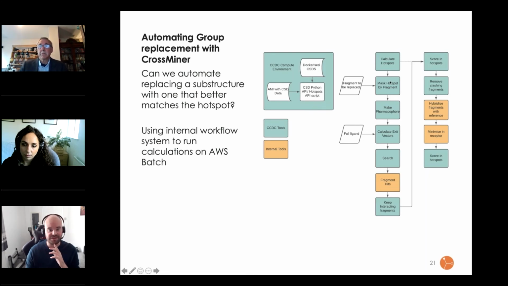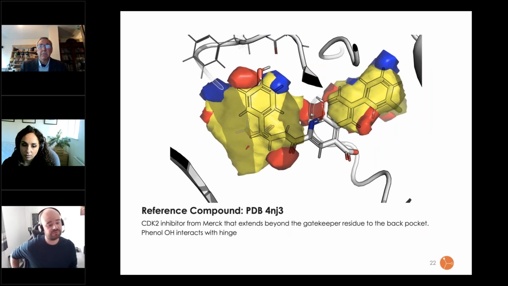Each one of these green squares in this workflow is a different script that uses either the CSD Python API or the Hotspot API, in most cases a mixture of both. And then we have our internal tools in orange. As an example, we use this CDK2 inhibitor from Merck, which is quite interesting in that it goes beyond the gatekeeper residue to the back pocket, and at the hinge binding region, it has a phenol that's interacting with the hinge. It's just an example picked out for this talk.